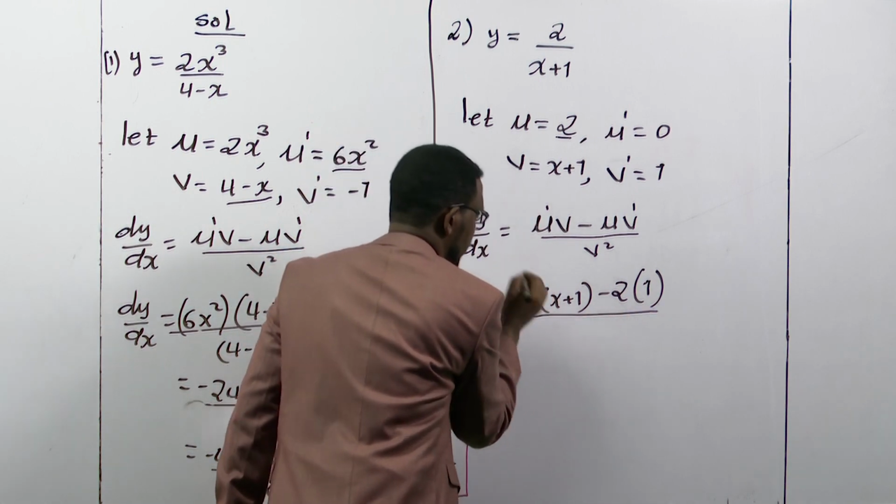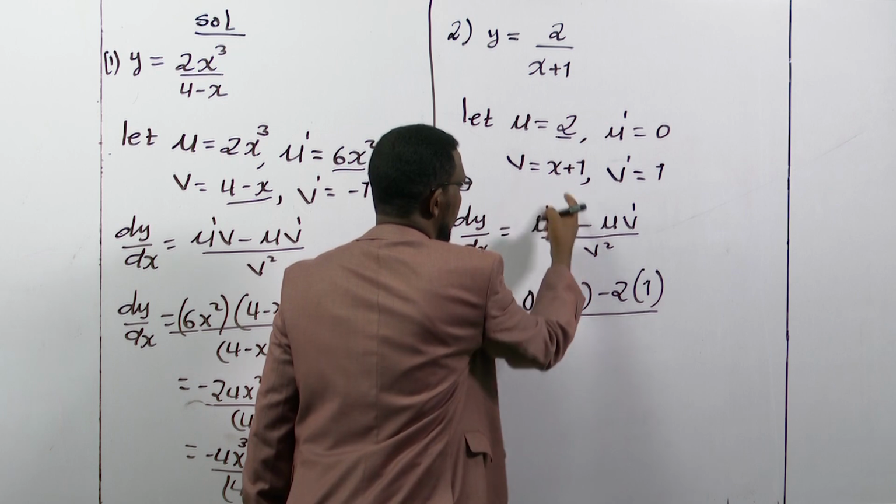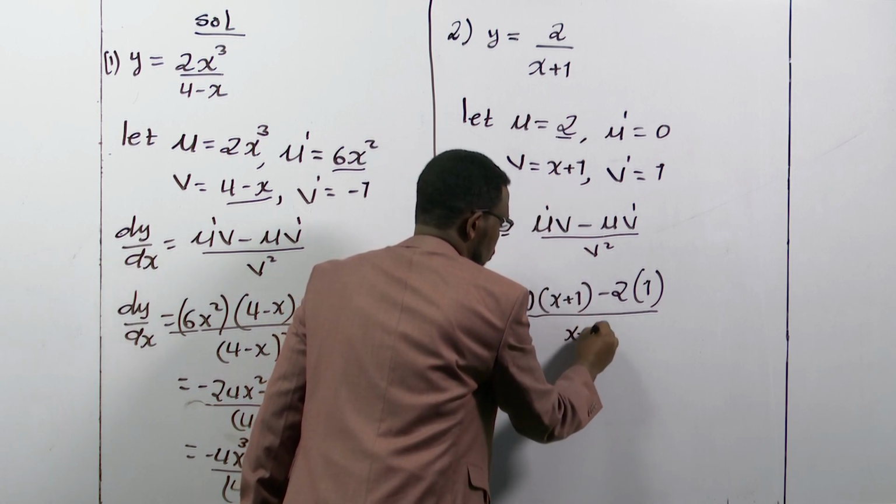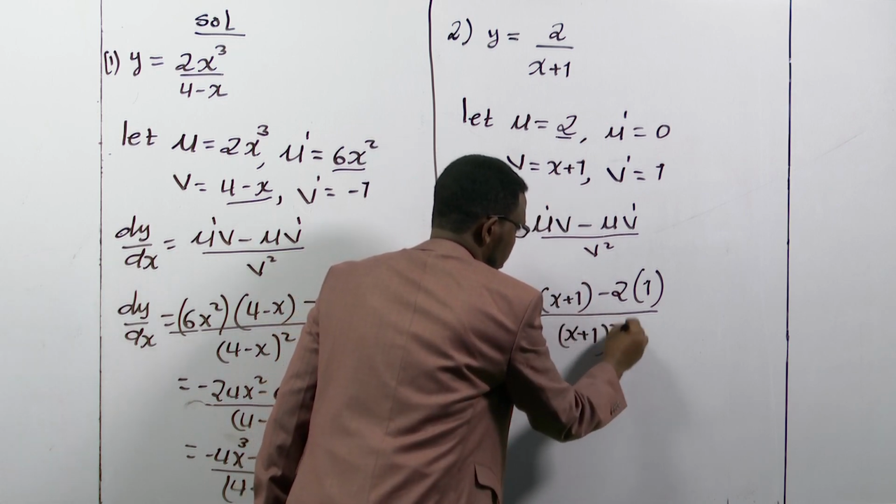Divided by what? v square. Our v is x plus 1 whole square.